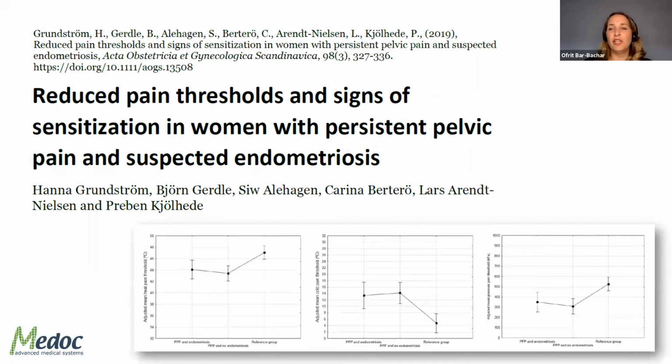This nice study from the Linköping University in Sweden looked at women with persistent pelvic pain and compared them to healthy controls within that same study. And they did QST both on the abdomen, on the lower back, and on the lower leg. And they found that thermal QST, both warm heat pain thresholds and cold pain thresholds, as well as pressure pain thresholds, were significantly different from healthy controls. The interesting thing is that they found this difference also in the lower leg, attesting to central sensitization.